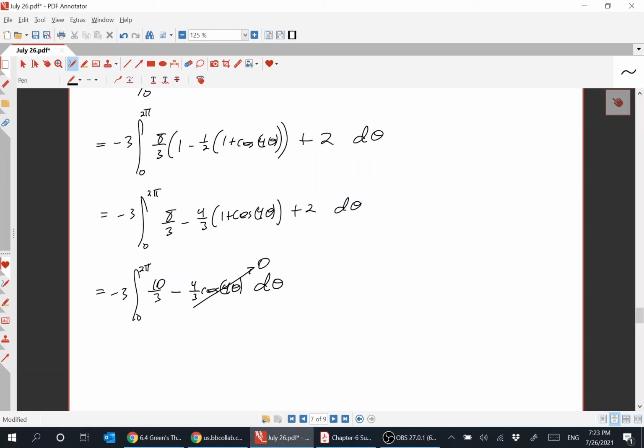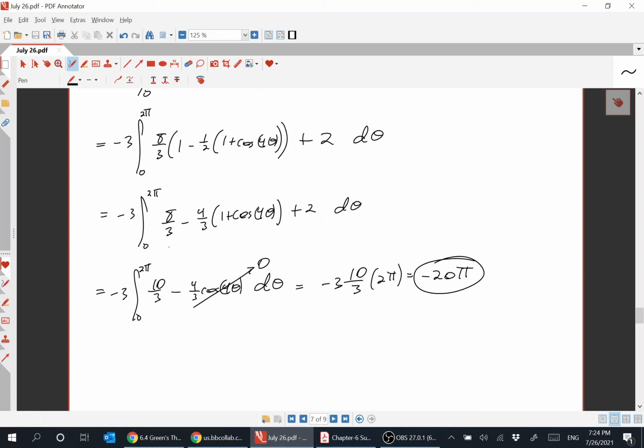But that integral again is 0, the cosine 4 theta from 0 to 2 pi. So I just have this 10/3 times 2 pi, times minus 3. So that's right, minus 3 times 10 thirds times 2 pi. So 20 minus 20 pi. Okay. I wouldn't give something that sort of tedious, but for whatever it's worth, there it is. So that's an example of Green's theorem.